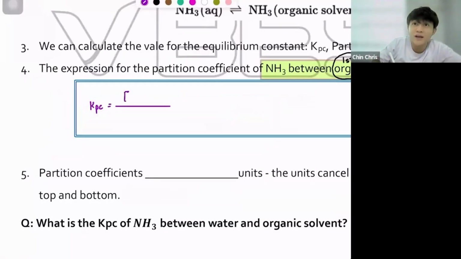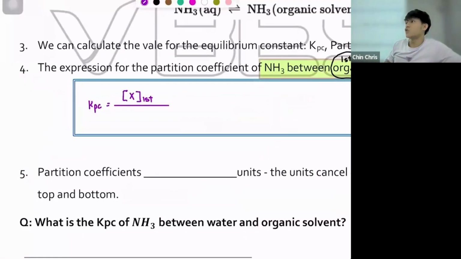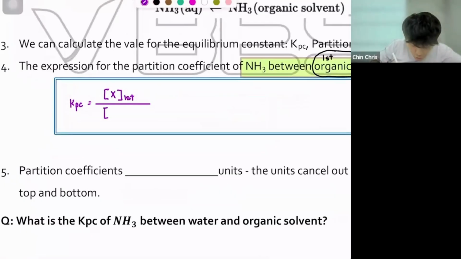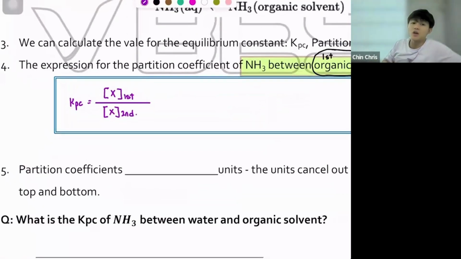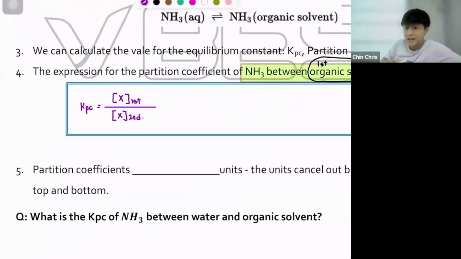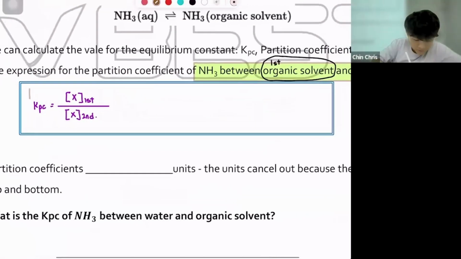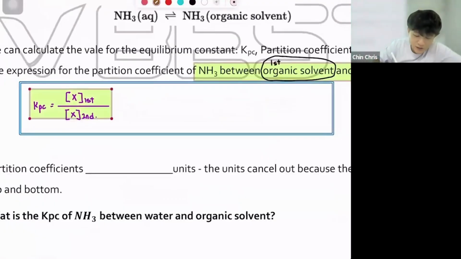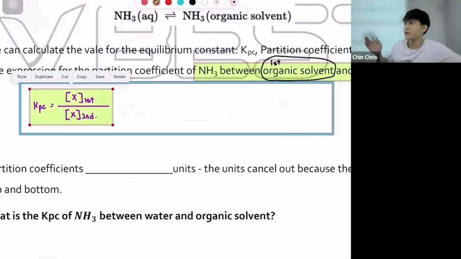So it's always the concentration of your solute in the first mentioned solvent over the concentration of solute in the second mentioned solvent. It's always the first over the second one. Yeah, so this is my definition. If you look at your school lecture slides, it's definitely different, but basically it's the same thing.